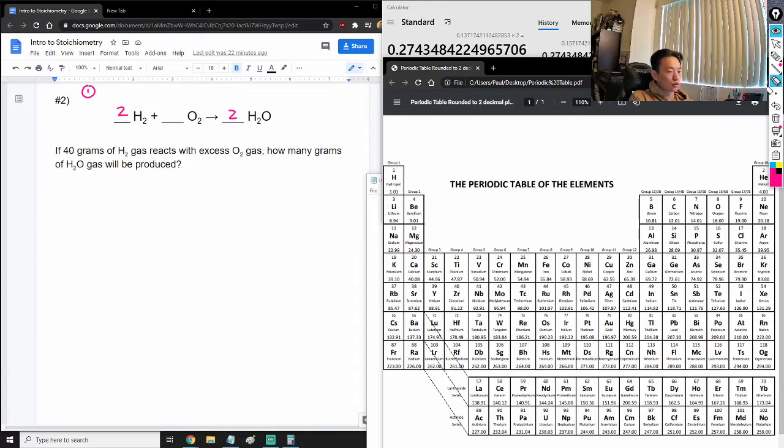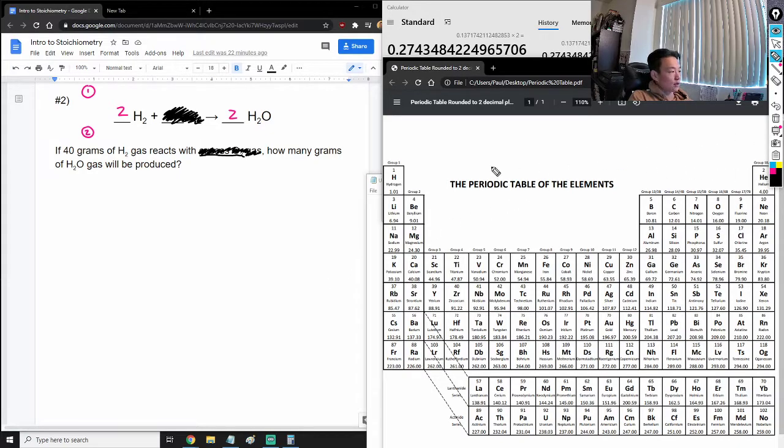And so now we can do step number 2, which is to find the molar mass. Let's read the question and figure out which chemicals are the important ones. We have 40 grams of H2 and we have excess O2, so we see that word excess again. Excess what chemical? O2. That means we don't need to worry about O2 in this problem, so we can ignore that for now. And it's asking us how many grams of H2O will be produced.